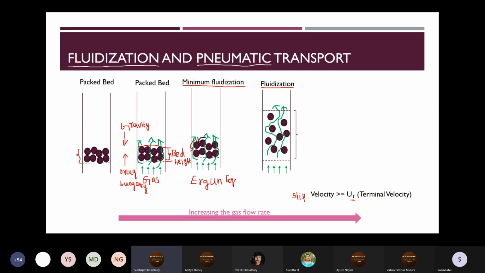Yes, that's what you said in the last class, I guess. No, what I said in the last class is that the steady velocity attained by the particle, the steady velocity with which the particle tends to move, is called terminal velocity.